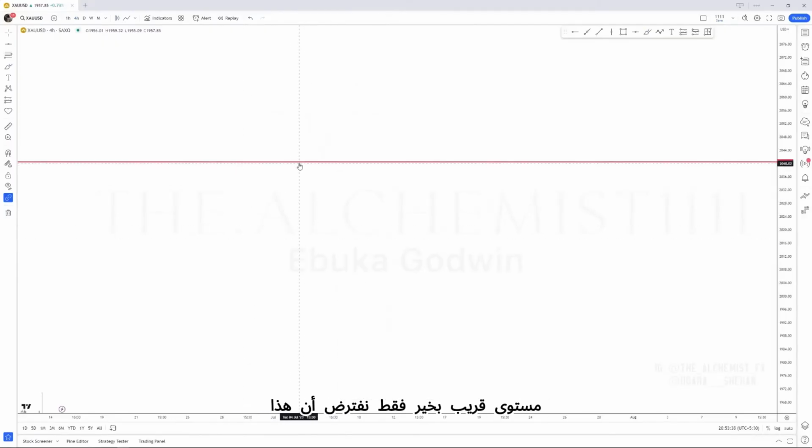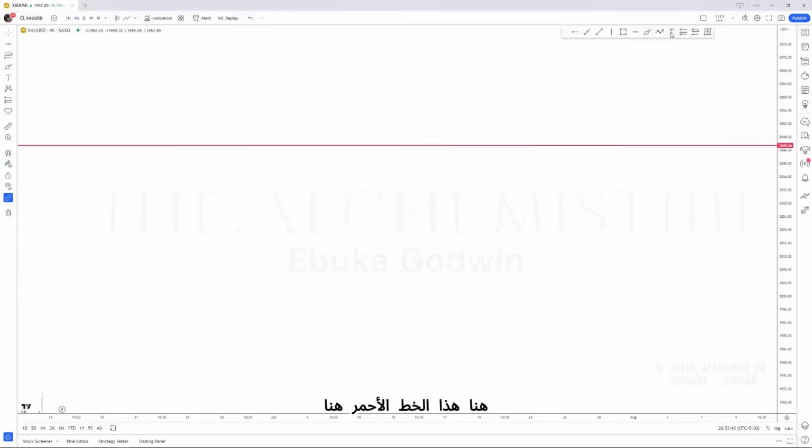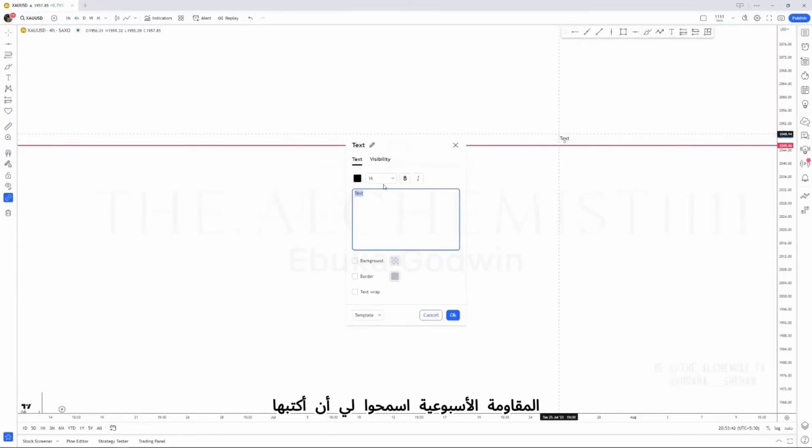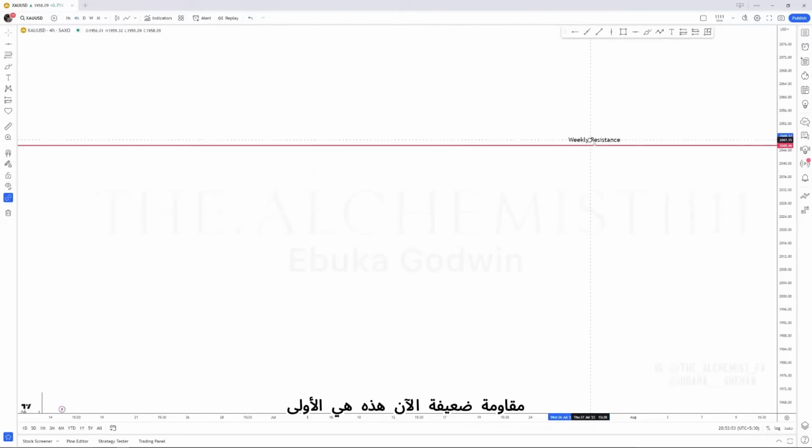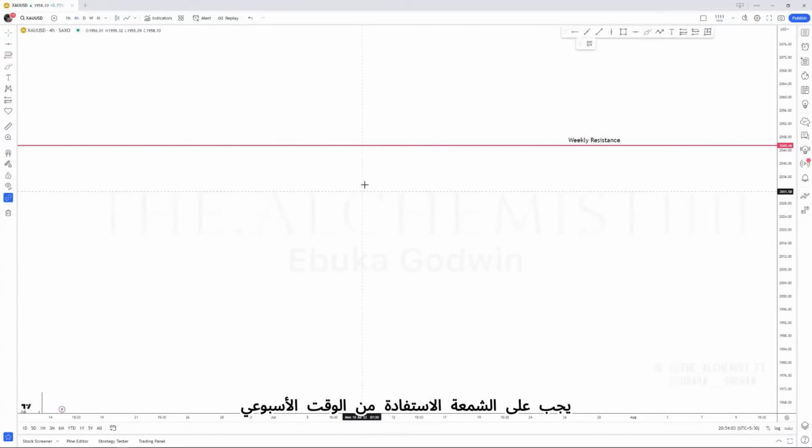Okay, just assume that this red line in here is a weekly resistance. Let me type it out so that it's clear. So let's assume that there is a weekly resistance. Now, this is the first thing that needs to happen for a storyline to start. This is the first factor: a weekly candle has to tap into the weekly resistance like this.